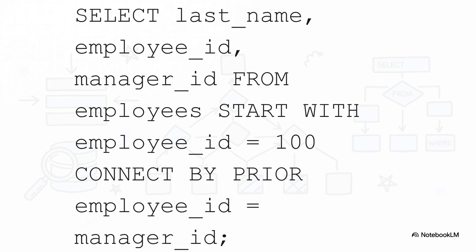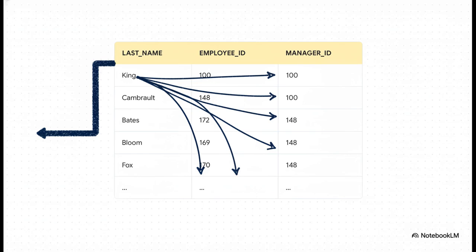So let's run this and see what we get. And boom, there's our result. The query started with King, just like we told it to. Then it found his direct report, Cambrault, because his manager ID is 100. Then from Cambrault, it branched out and found his reports: Bates, Bloom, and Fox. Just like that, we've walked down a whole branch of the org chart.